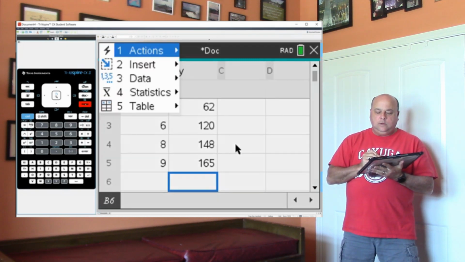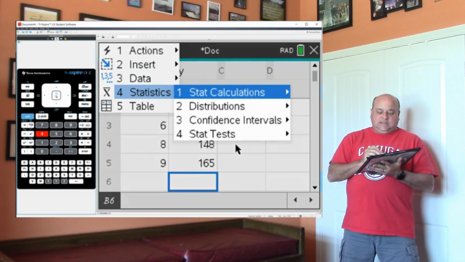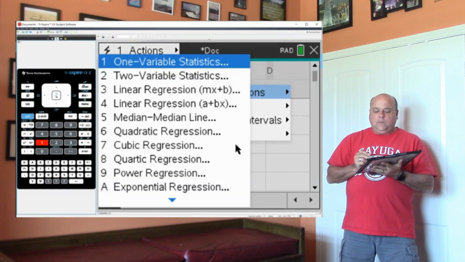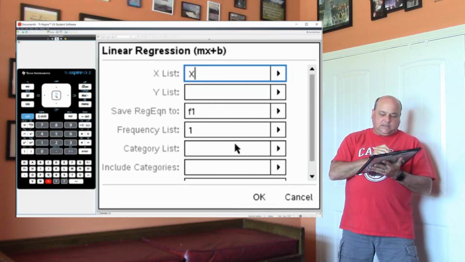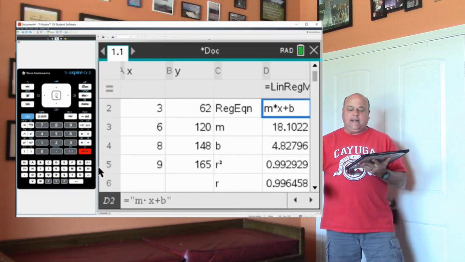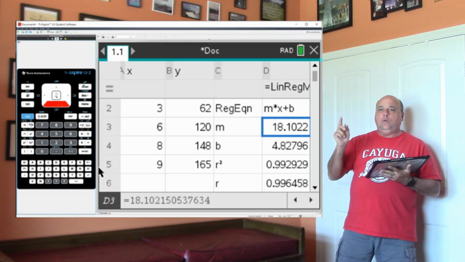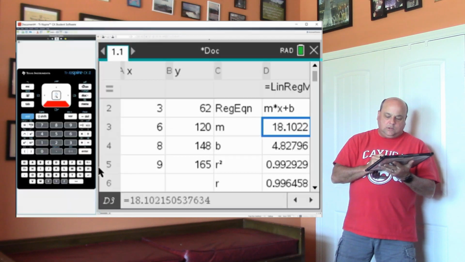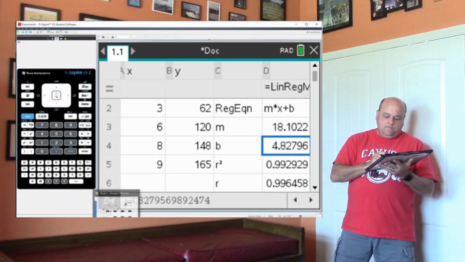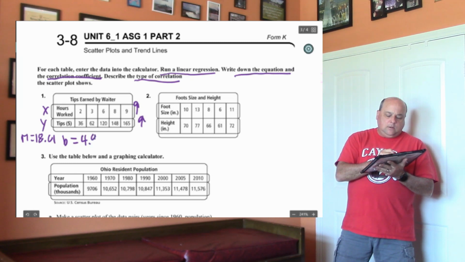So menu, statistics, stat calculations, linear regression. And then when you get to here, X down, Y down, enter. And boom, I got it. My M is 18.01. So M equals 18.01. B equals 4.83. Round it to the hundredth. And that's going to give me my equation. Y equals 18.01 plus 4.83.